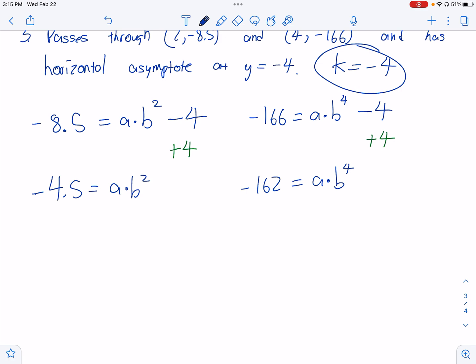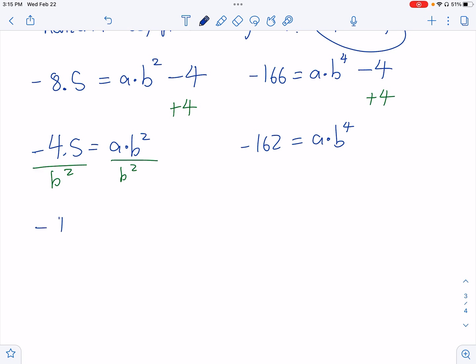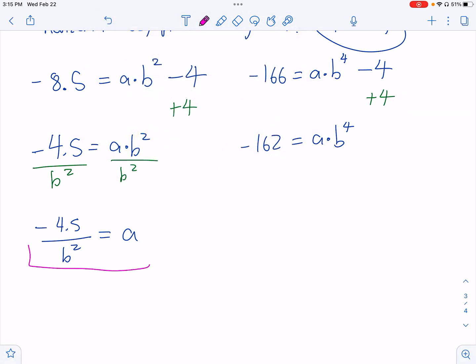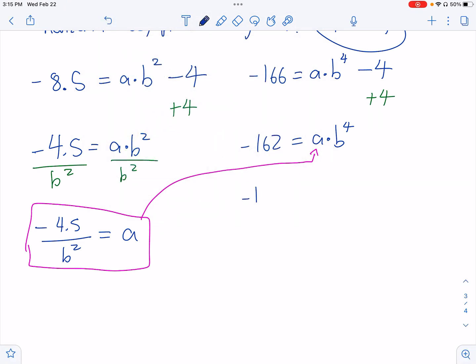Now we just solve it like we did the other ones, right? You'll notice I'm going to pick this one to solve for a, just because the numbers are smaller. So divide by b squared, and I have negative 4.5 divided by b squared is equal to a. And I take that expression and I replace a here with a negative 4.5 over b squared. Times b to the fourth.